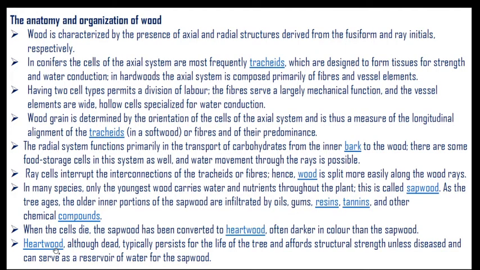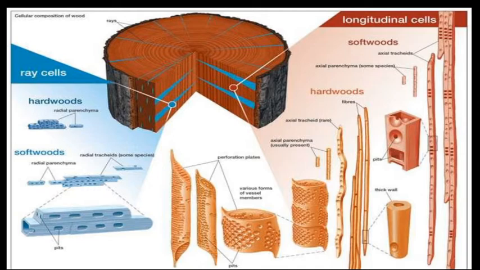Heartwood is nothing but dead cells, which typically persist for the life of the tree and afford structural strength unless diseased, and can serve as a reservoir of water for the sapwood. So this is all about heartwood, and the given diagram shows the difference between heartwood and sapwood.